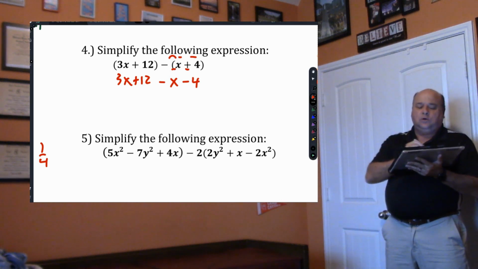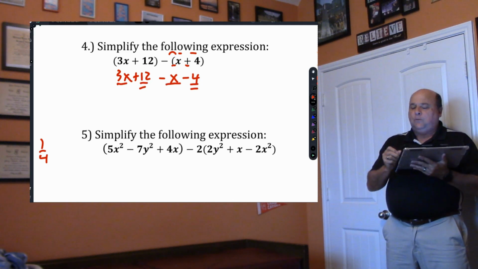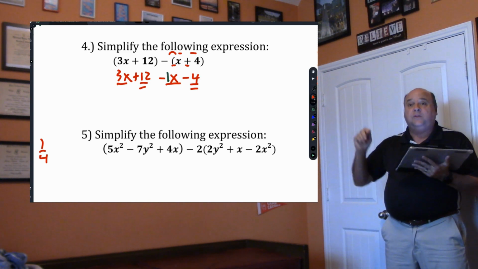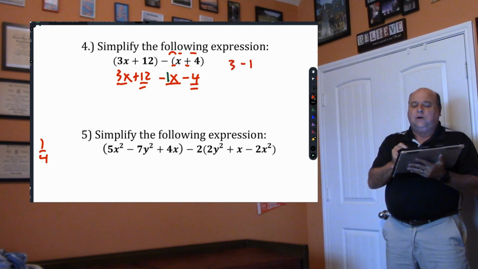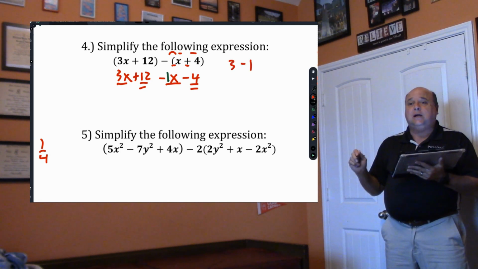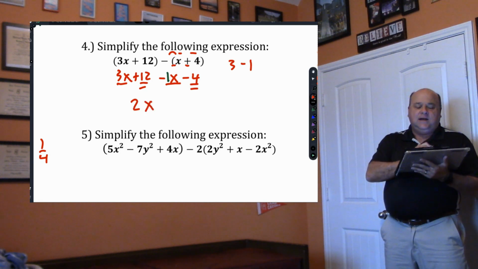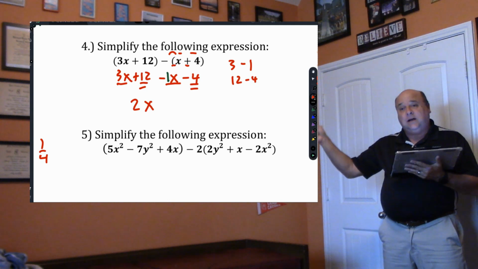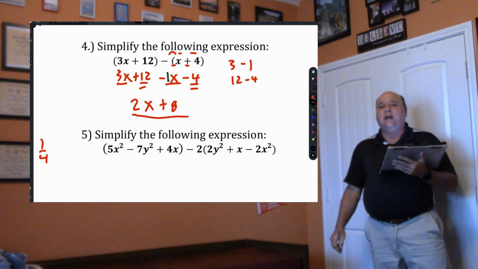Now I'm going to single underline the x's, and I'm going to double underline the numbers. And remember, put a 1 in front for a variable that doesn't have a coefficient. Now then, my single underlines are 3 minus 1. I can punch that in on the calculator. 3 minus 1 is 2, the letter's x. And then I need to do the double underlines, which is 12 minus 4. I can punch that in on the calculator. I would get 8, and you got to put a plus in front of it. So 2x plus 8 would be the answer.